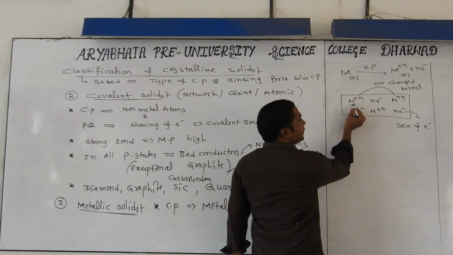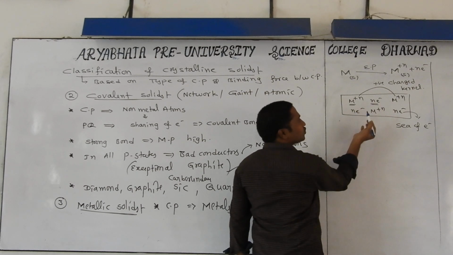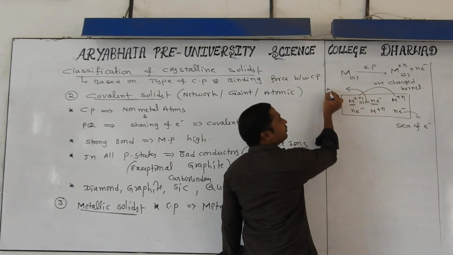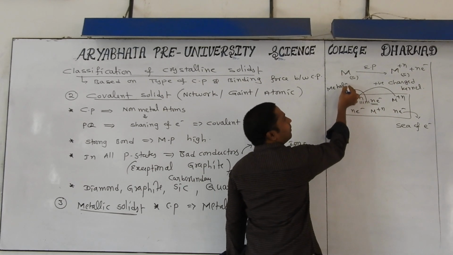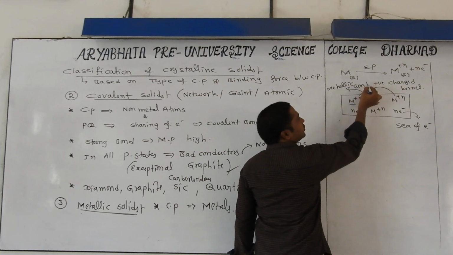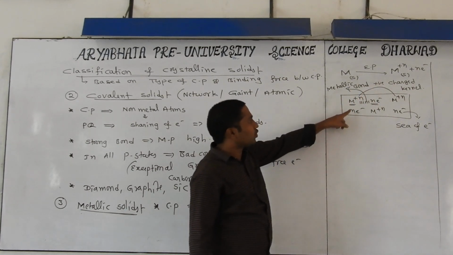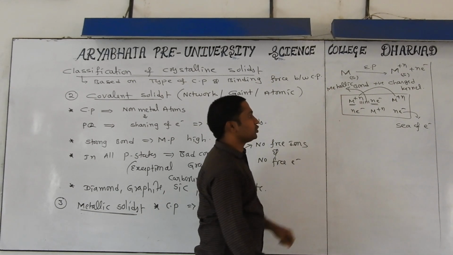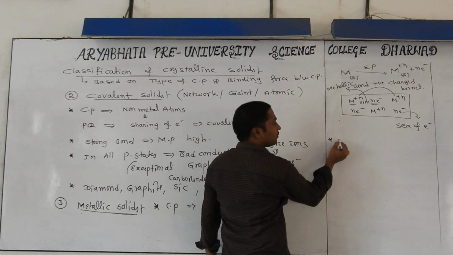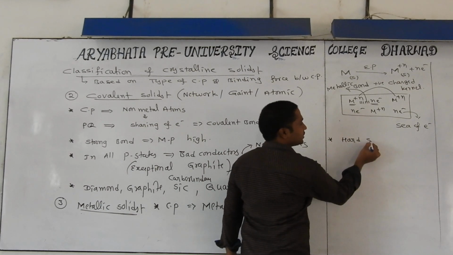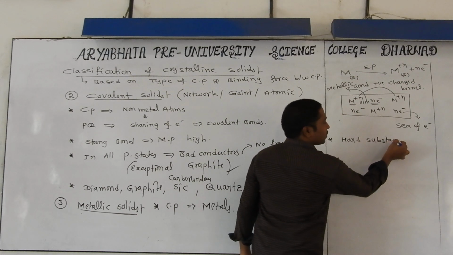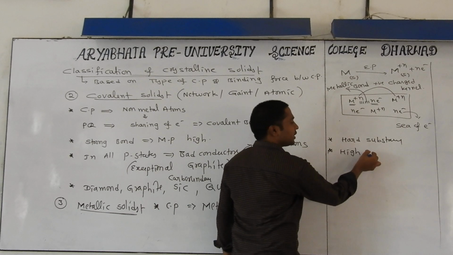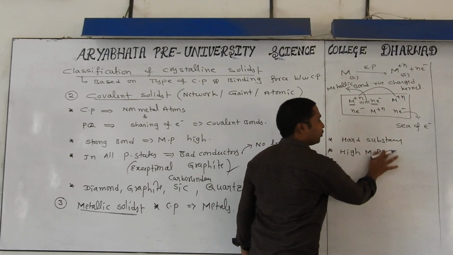Now, between positively charged particles and negatively charged electrons, what is happening? Some force of attraction operates. That force of attraction we call the metallic bond. So in a metallic solid, the constituent particles are metals and the metallic bond is operating. You know very well they are very hard substances, and due to their hardness, they have high melting point as well as boiling point.